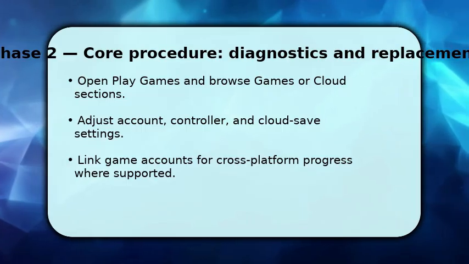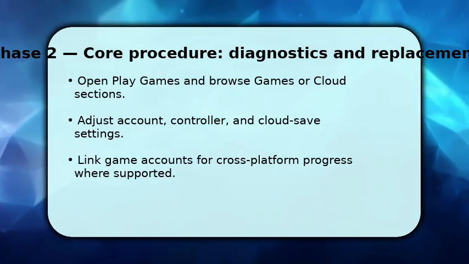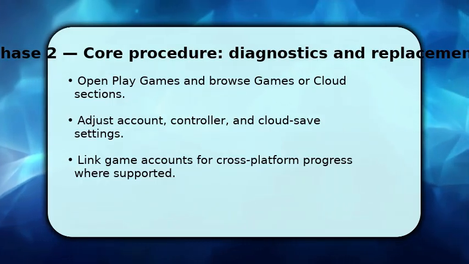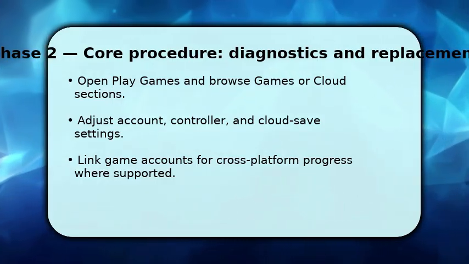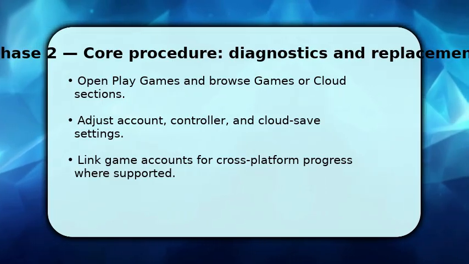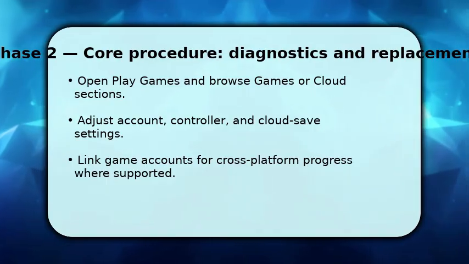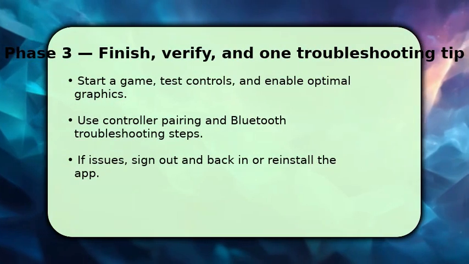Adjust settings. Select your Google profile, configure controllers if you use Bluetooth, and verify cloud save is enabled so progress syncs across devices. Make sure to link any in-game accounts, because doing so preserves purchases and progress when you switch between apps. Finally, you launch a game and test input responsiveness.